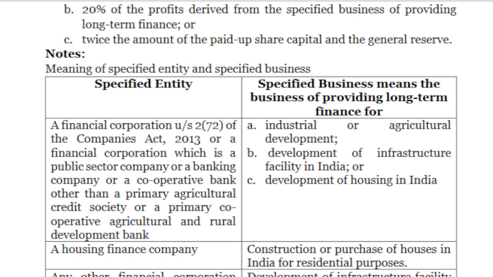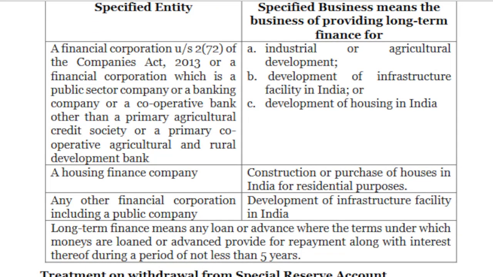These are specified businesses. Now for these specified businesses, entities should be there, organizations should be there, and organizations are nothing but financial corporations. Like I said, our Life Insurance Corporation is there. These are financial corporations, right? Or we can say some finance corporations, like finance companies, public sector companies are there.